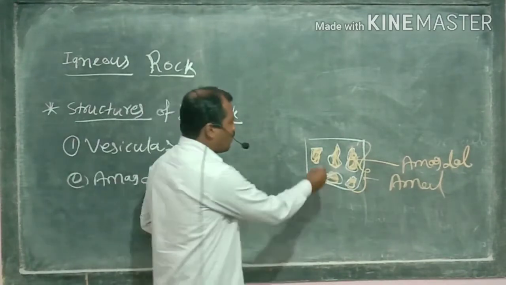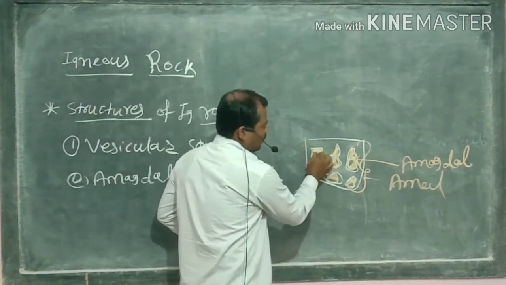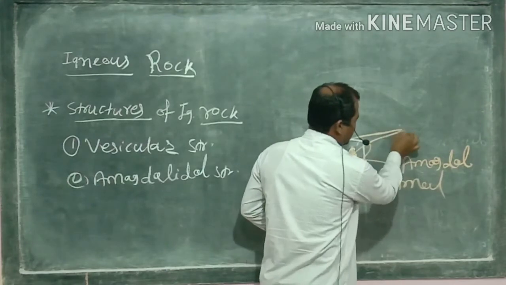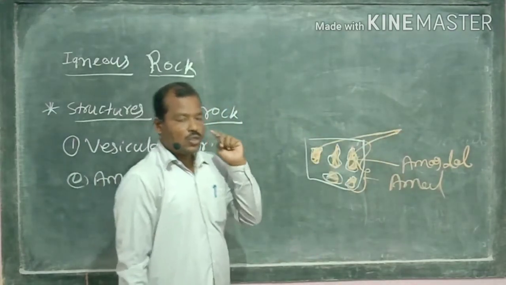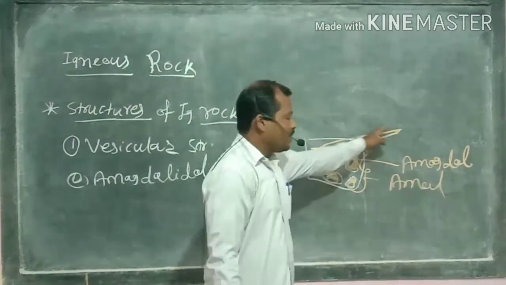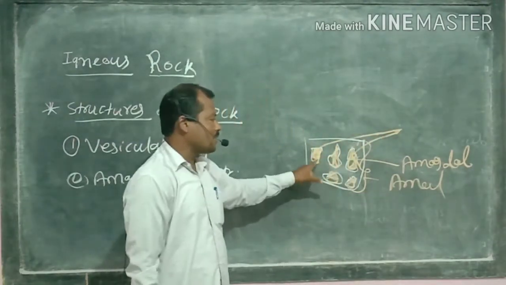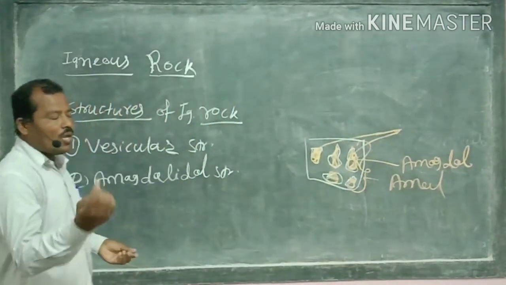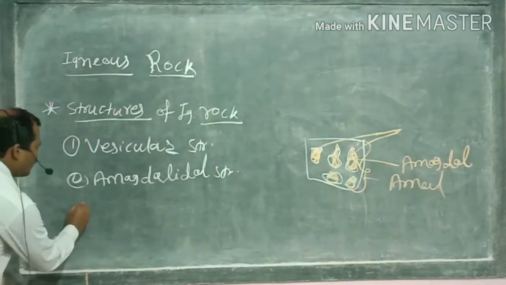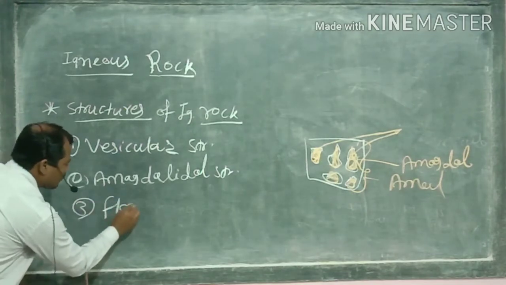Now these vesicles contain secondary minerals, which are calcite, quartz, and zeolite, filled in the vesicles. This is called an amygdaloidal structure. Now the third structure is the flow structure.